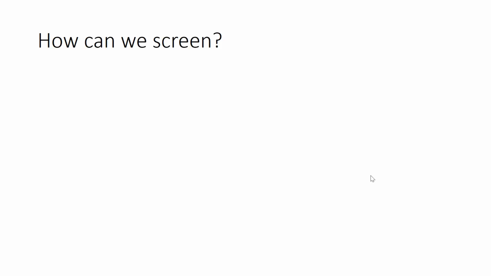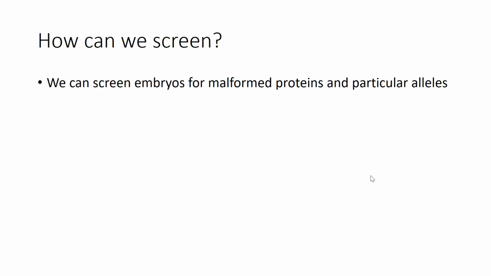So as we start talking about screening, and again, all in the area of personalizing medicine, we need to address this question: how can we screen? And so, first place, and this is becoming more and more reasonable and more safe as time goes on, for many genetic illnesses, we can screen embryos for either malformed proteins or particular alleles.